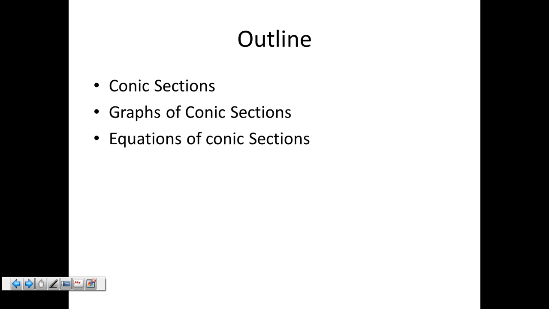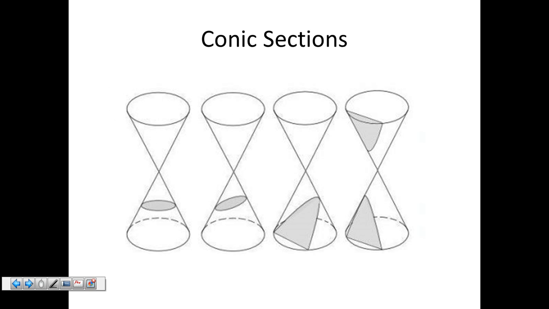Our outline for this video, we'll take a look at what the conic sections are. We'll take a look at graphs of conic sections. And then we'll end by looking at generic equations for the different types of conic sections. Now, first of all, what we see here is this double right cone that I was talking about earlier. And it's handy to think of these different conic sections as cutaways or cross sections of these double cones somehow.